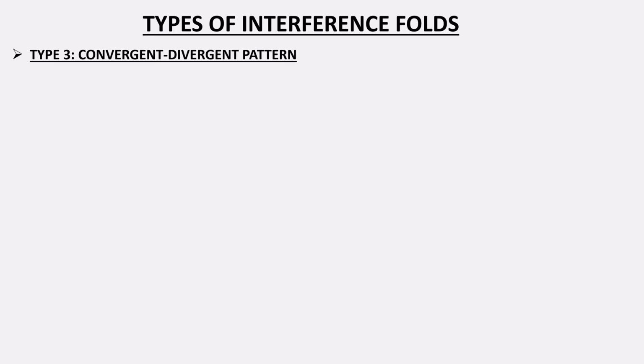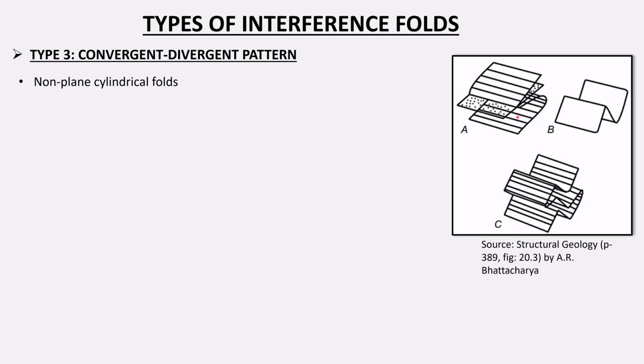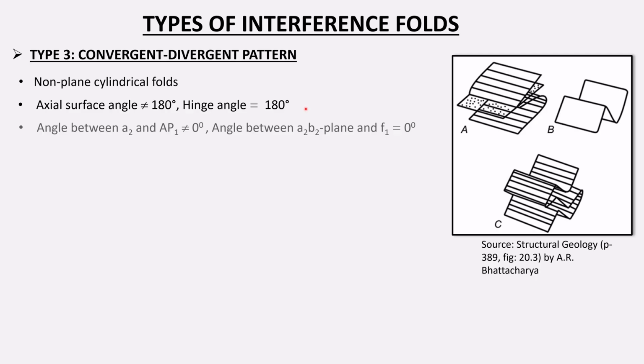Now, next one is type 3, or convergent or divergent pattern type of interference folding. They are non-plane cylindrical folds. That means it has a straight hinge line but curved axial plane. Here you can see the first generation fold and second generation fold and their interference fold. Here the axial surface angle is not equal to 180 degrees as it is curved, but the hinge angle is 180 degrees as the hinge line is straight.